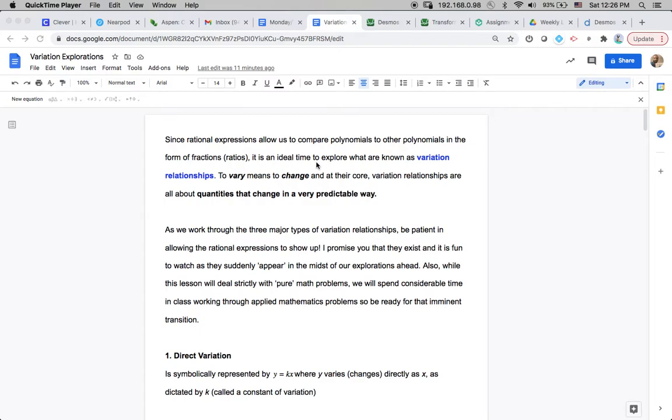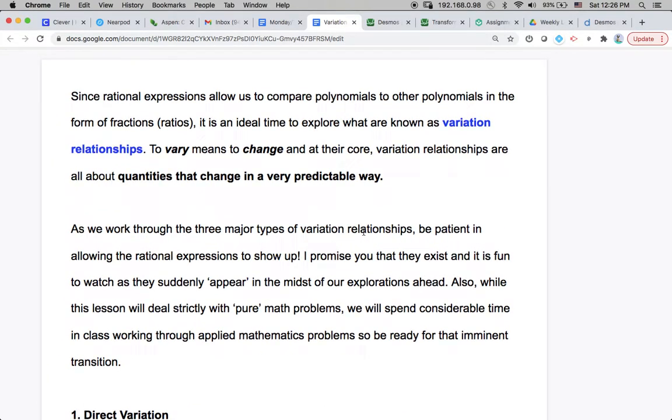We're going to take a journey into what are known as variation relationships, and I'll be using primarily this Google document, a little bit of Desmos, and some handwriting to help you work them out. We'll zoom in a bit here, and here's my intro.